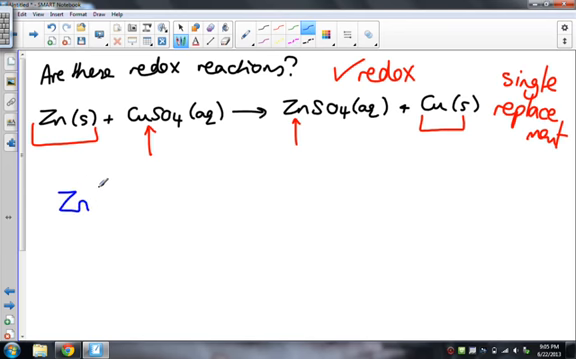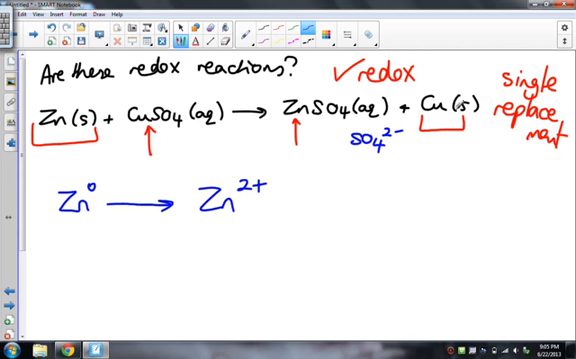What's the charge on the zinc to begin with? On the left-hand side, well, it's by itself, so it's 0. And when we go over to the product, SO4, you need to know that SO4 sulfate is 2 minus, which means the zinc is 2 plus.